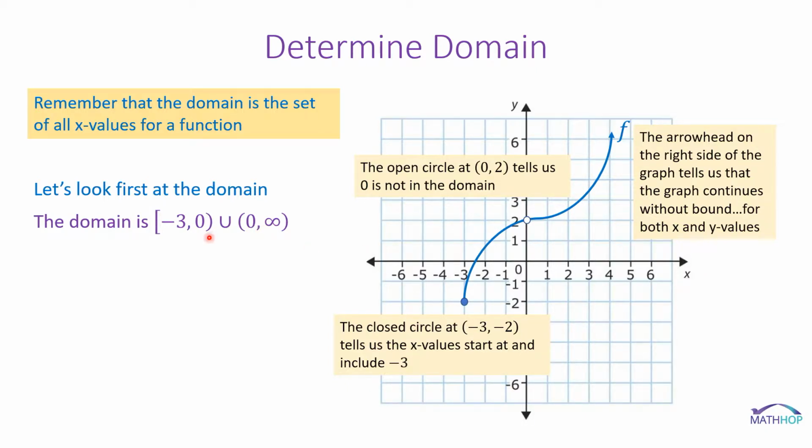All right, so when you see these two soft brackets, remember that means something's not included. So this tells us that the domain starts at -3, it skips the value of 0 and goes to infinity. The reason infinity has a soft bracket: infinity is not actually a value, so we cannot say that it is included.